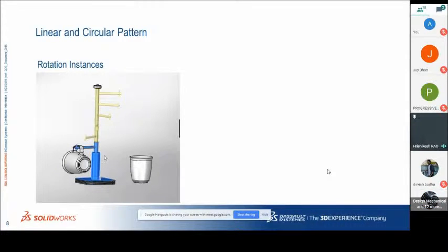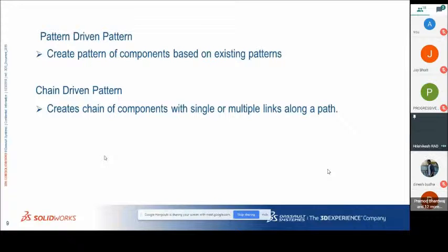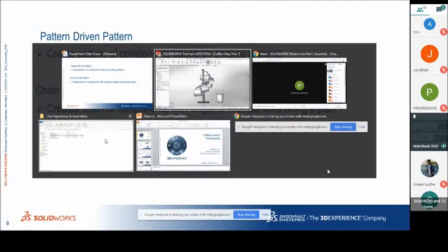Circular pattern is again similar to what we saw in part level. All the options are similar. The difference is that instead of patterning features or bodies, you're patterning the particular components in an assembly. I'll just move on and show you what pattern driven and chain driven pattern do. Pattern driven is basically creating a pattern based on the existing patterns that we have. So we'll see an example for it.